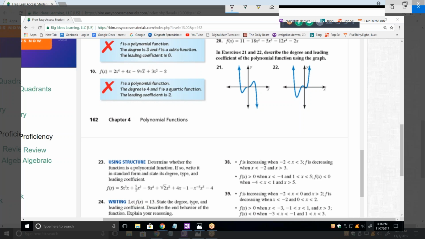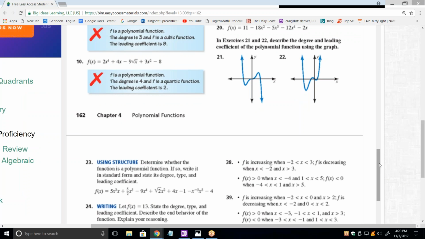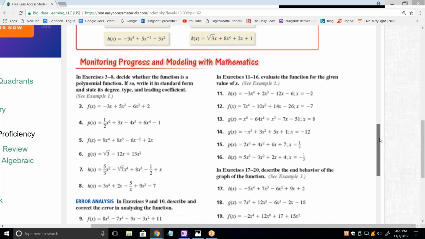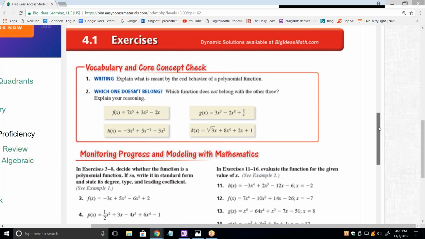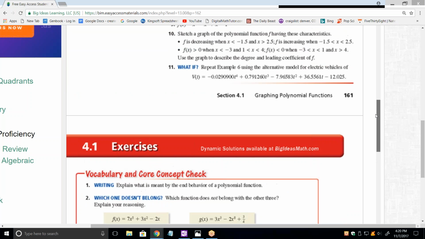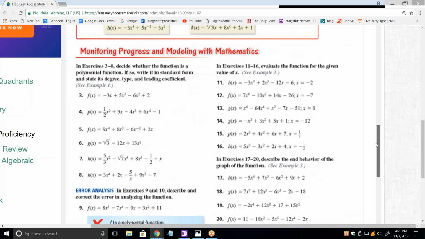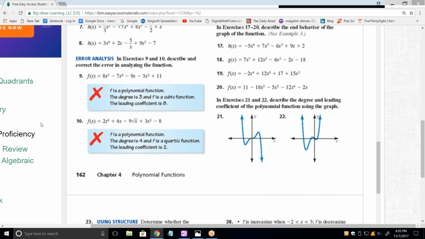Okay. Now let's look at these two examples over here because they're showing us how to do it. Not sure I know how to do that. Let's see. They must show us how to do it. No, they're not going to tell us how to figure out that leading coefficient, except maybe in 9 and 10. In 9, F is a polynomial, the degree is 3, the leading coefficient is 8. But if I was looking at a graph of that, I certainly wouldn't know that. And 10 doesn't help. 10 is actually not a polynomial.